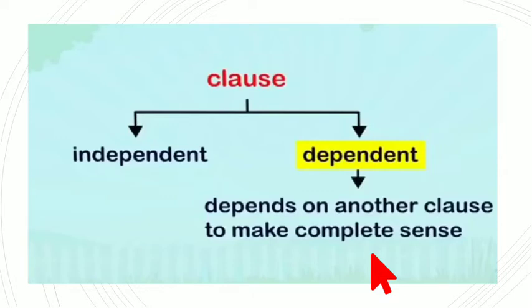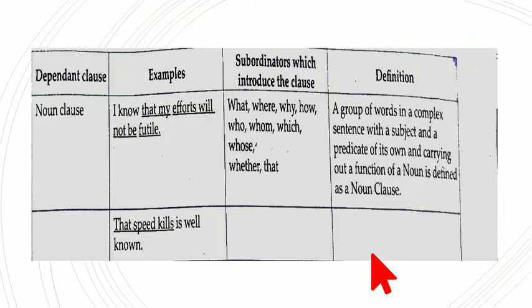So let us deal with the types of the dependent clauses. Now, dependent clauses are of three types: the noun clause, the adjective clause, and the adverb clause. Now, coming to the first type, the noun clause.